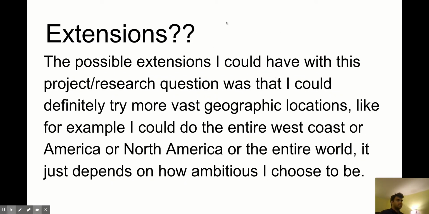And here are some extensions. Obviously, the biggest extension I could do is just expand. I only did California. I could move on to the western states. I can move on to the eastern states. I can do America as a whole. I can do North America. I can do the world. I think just expanding by geographical presence is the best thing to do for extensions.